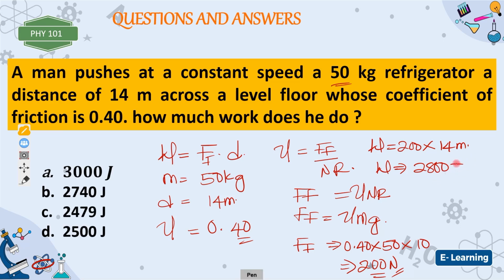2,800 joule. Now, however, if you use 9.8 in place of this 10, that will give us 0.4 times 50 times 9.8, which will give us 196. So it will now be 196 times 14, which will give us 2744, which is approximately this answer you see here. Is that okay? So that is that for that question. Let's see the next one.